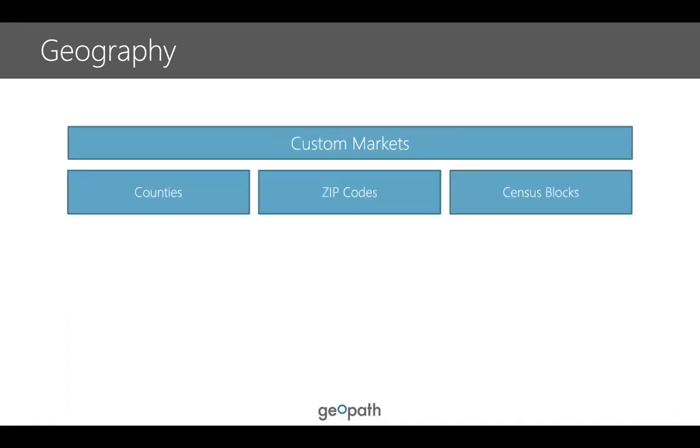Next slide. Thank you. Outside standard media markets, advertisers often use custom markets as well. Custom markets include counties, zip codes, and census blocks. Although not used as much as DMAs and CBSAs, these smaller media markets allow advertisers to drill down to a limited geography to focus on specific populations.